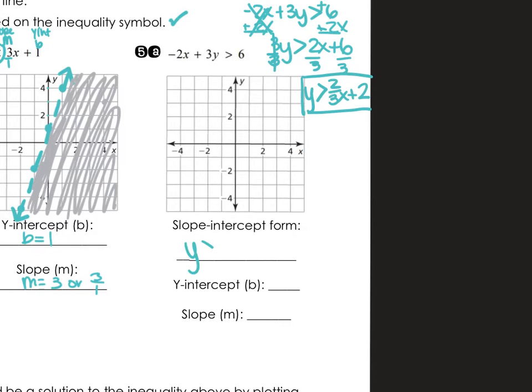So y greater than 2/3 x plus 2. Y-intercept is 2. Slope is 2/3. So that means I'm going to begin at 2. And then I'm going to go up 2, right 3. You can do the opposite of down 2, left 3.